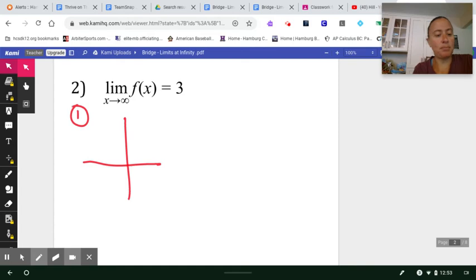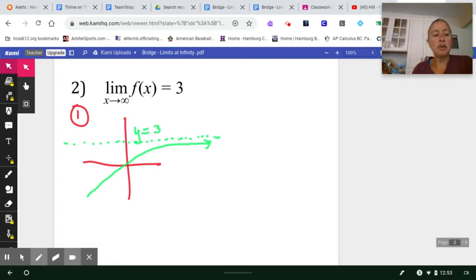So just pick your pen up and try to draw something. As I go out, I'm going to draw something very basic. As I go out on the x-axis forever, I'm only ever going to reach a height of 3, which means it's got to tail off there, which creates this horizontal asymptote at y equals 3.